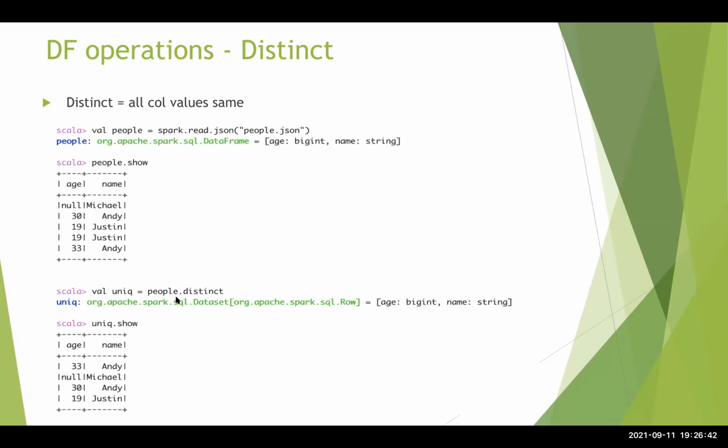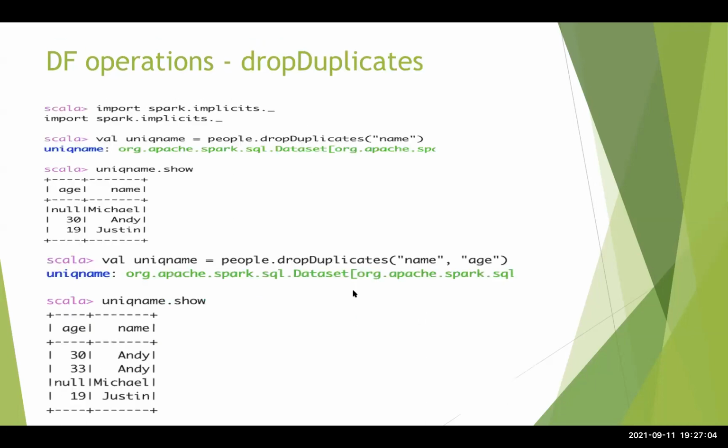Now I want to say distinct. There were two Justin records which had the same age. When I say distinct, and by the way this is a DataFrame, it will remove one of these two records and print the rest of the records. And by the way, you see the schema, age and name and everything.